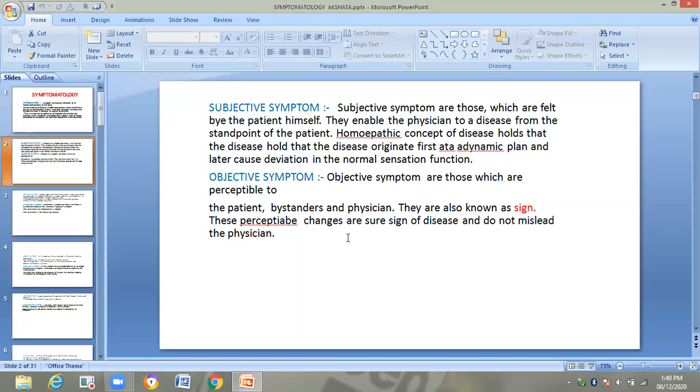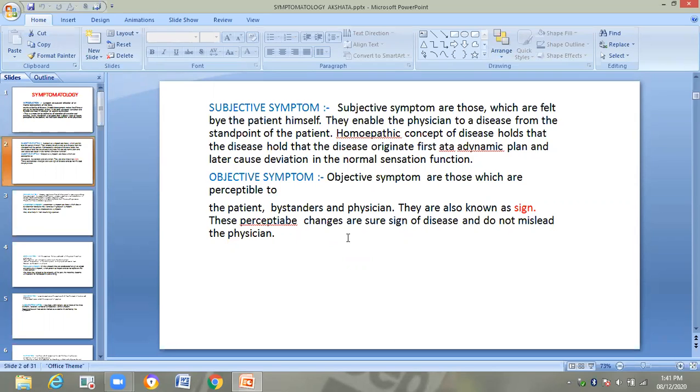They are directly related to the vital force. So they are very important for individualizing the case as well as to find out the similimum, the exact similimum. So these subjective symptoms are very important for individualization as well as to find out the similimum.